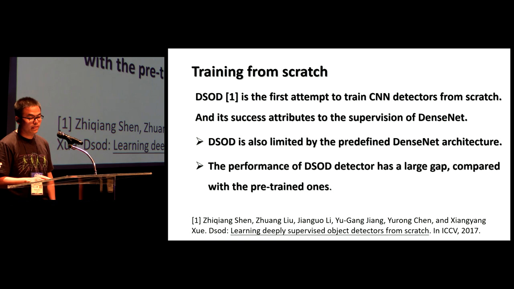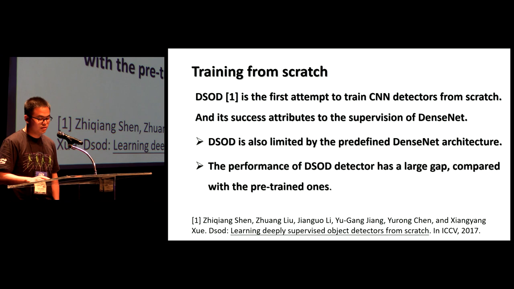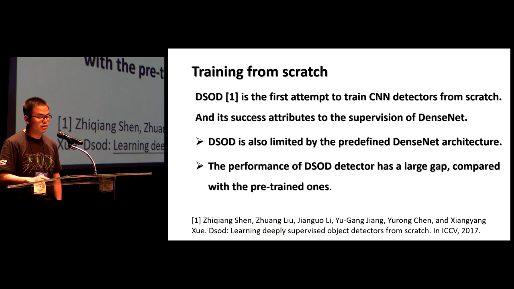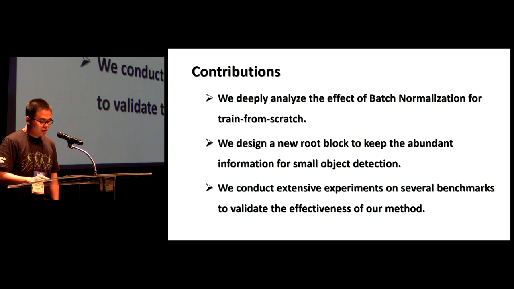DSOD is the first attempt to train CNN detectors from scratch, and it attributes its success to the supervision of dense nets. Therefore, DSOD is also limited by the predefined dense net architecture. Moreover, the performance of the DSOD detector has a large gap compared with the pre-trained ones. To address the above issues, this paper proposes a novel framework for training detectors from scratch.